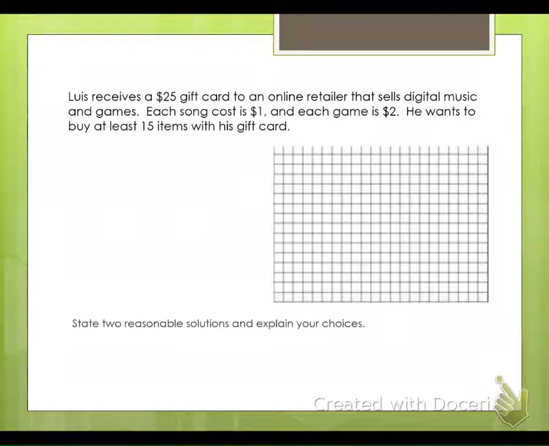Okay. Lewis receives a $25 gift card to an online retailer that sells digital music and games. Each song costs $1 and each game is $2. He wants to buy at least 15 games with his card. Okay, so let's go through this here. We're going to have to scale this and everything. So I'm going to make the axis here, so make sure you guys make your axis on that line, so we know exactly where it is.